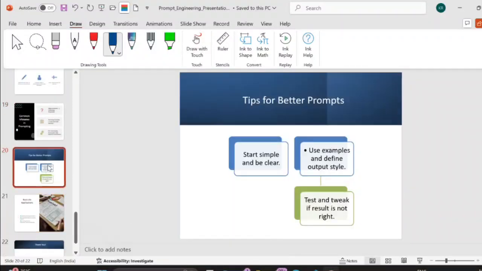I will share one PDF. It contains all the information: what prompt engineering is, what the instructions are, what rules we need to follow, and everything. Tips for better prompts. Start simple, and it should be simple and clear.